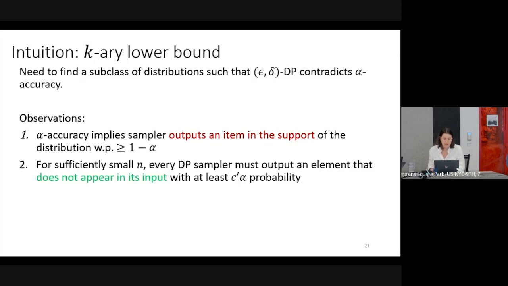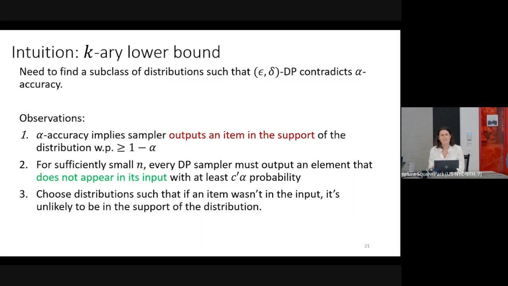We also argue that for sufficiently small n, every DP sampler must output an element that doesn't appear in its input with some probability. Then we choose distributions such that if an item was not in the input, it's unlikely to be in the support of the distribution. These 3 points lead to a contradiction and lead us to conclude that n has to be at least k over alpha epsilon.